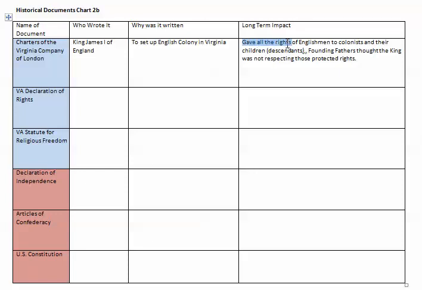It gave all the rights of Englishmen to the colonists and their children, in other words, their descendants. And also, the Founding Fathers thought that the king was not respecting those protected rights, and therefore they declared their independence because they said the king was going back on the sacred pledge of a previous king.